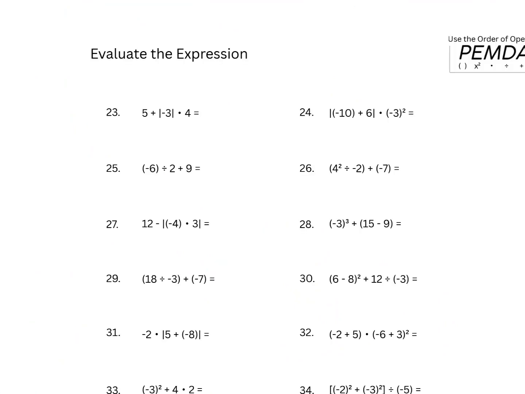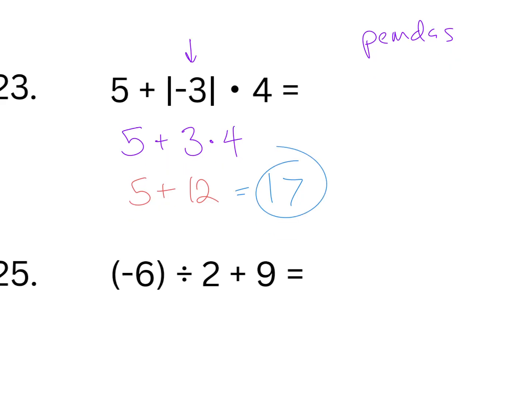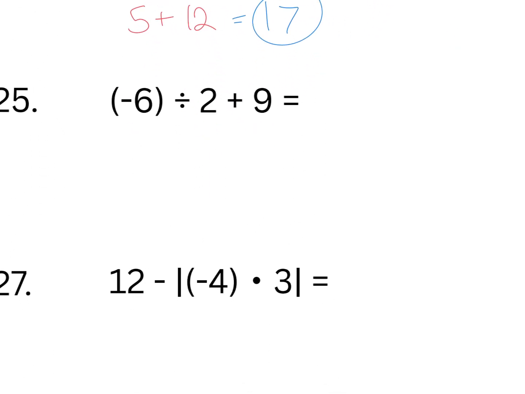All right, we're ready for part 3. We got some absolute value bars here, which means we're going to have to deal with them kind of like parentheses, and parentheses are handled first. So 5 plus 3 times 4, that's going to look like this. 5 plus 12, and that's going to be 17. We got negative 6 divided by 2, that's negative 3, plus 9, well, that is 6.